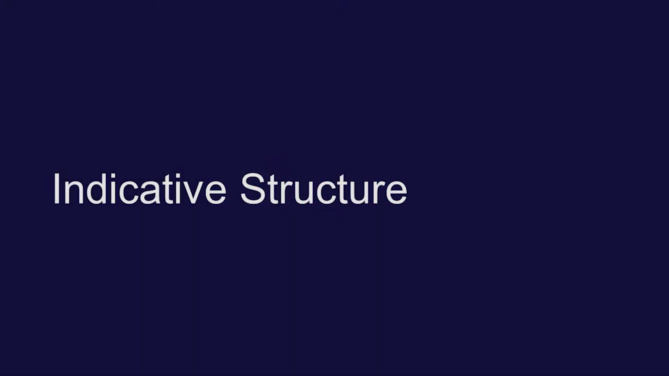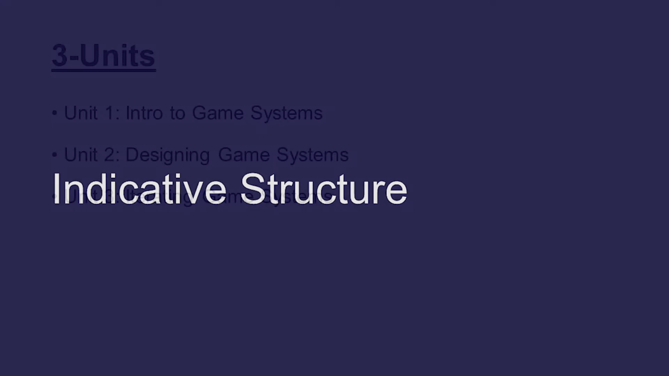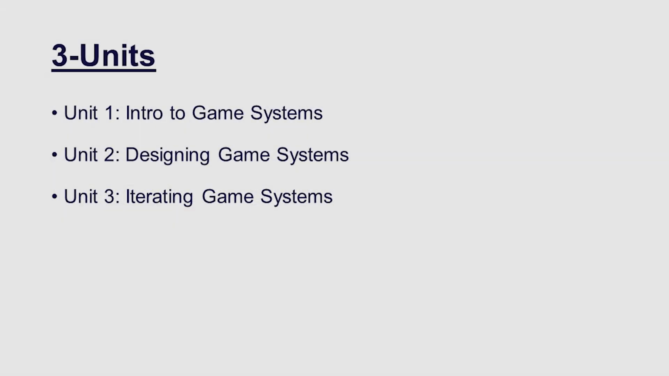Then the indicative structure. The module is broken down into 3 different units, like 3 4-week chunks. The first one is an introduction to game systems, and we're going to cover the groundwork there, stuff like terminology and basics of systems. Then Unit 2 is about designing game systems, which is the meat of the module. And then Unit 3 is iterating on game systems.